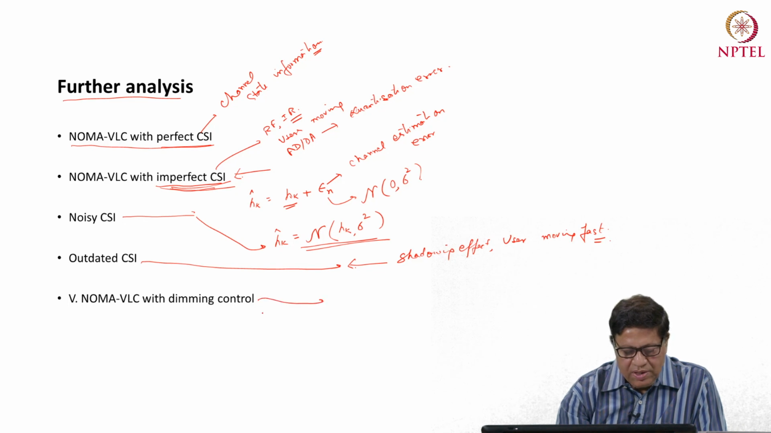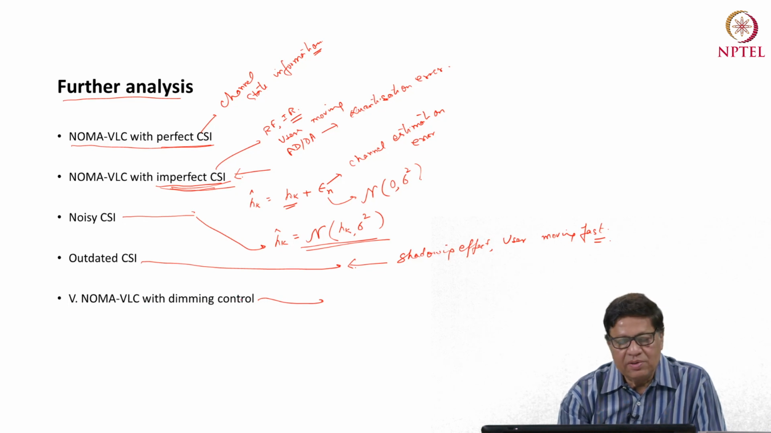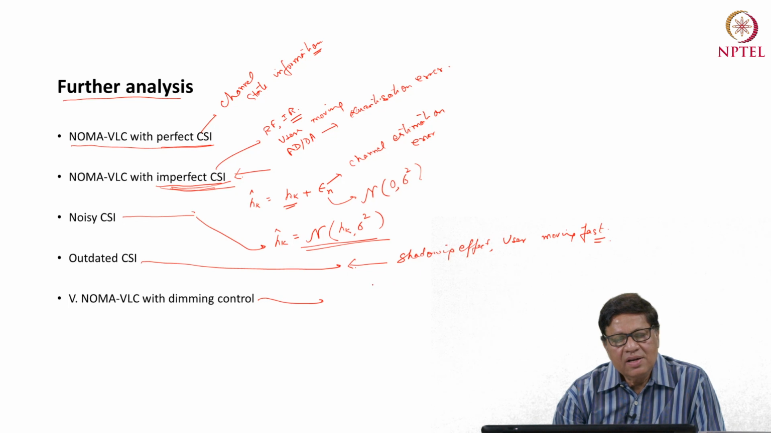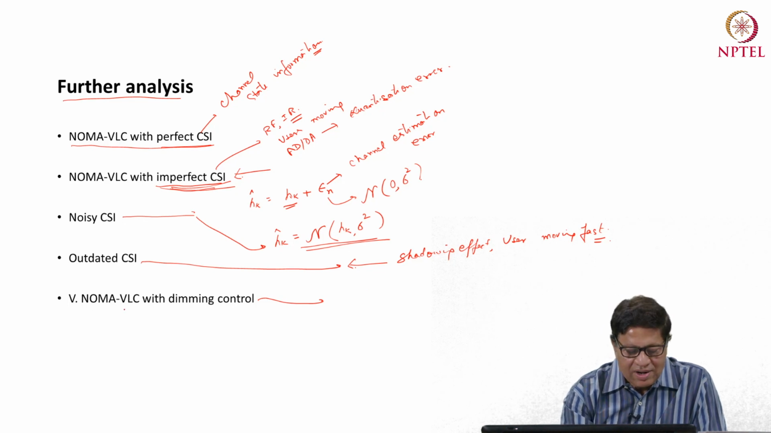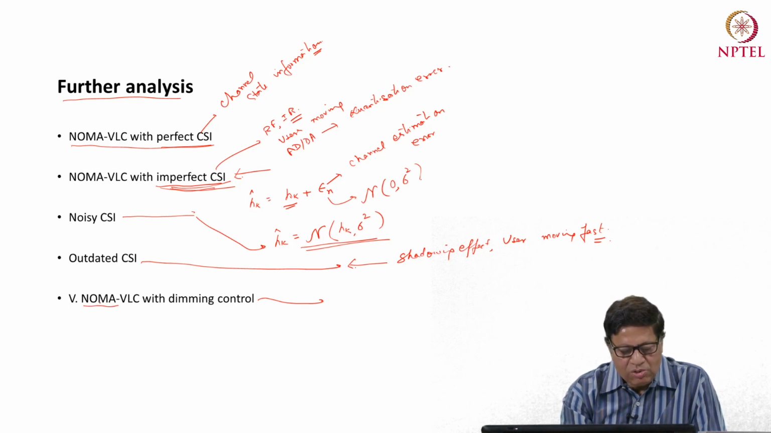The other issue would be NOMA VLC with dimming control. As we have seen earlier, when you are using optical wireless communication or visible light communication inside a room, you should be able to maintain the performance under dimming conditions also. So the system should work in dimming conditions also. When you dim the light, you are basically reducing the power. So while doing NOMA, specifically power domain NOMA, dimming becomes very important.